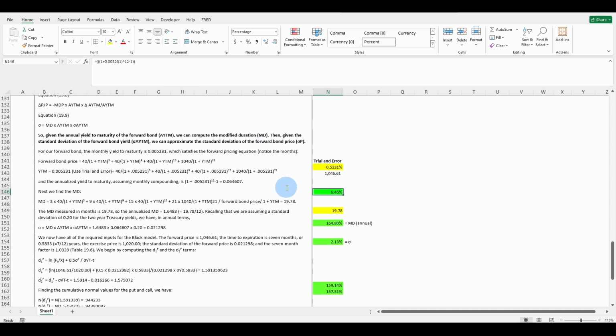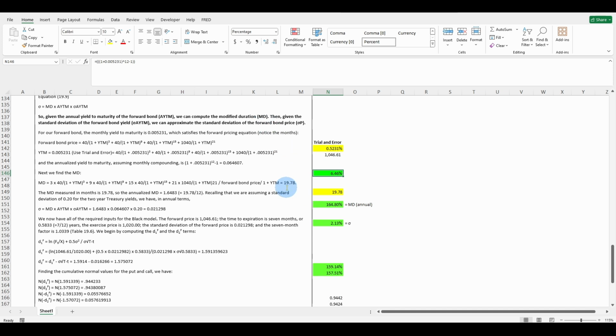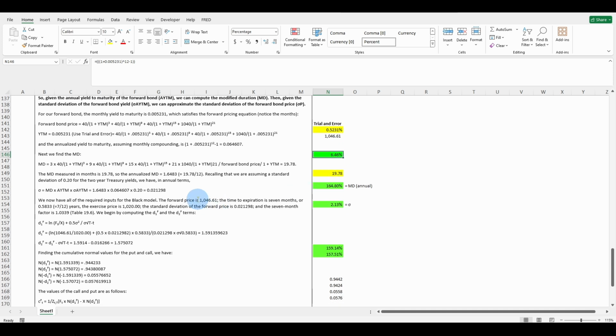Wow. Come up for a breath of air. That's a lot of work to crunch these numbers and get the appropriate volatility. That's just the annualized yield. Now we're going to move on.